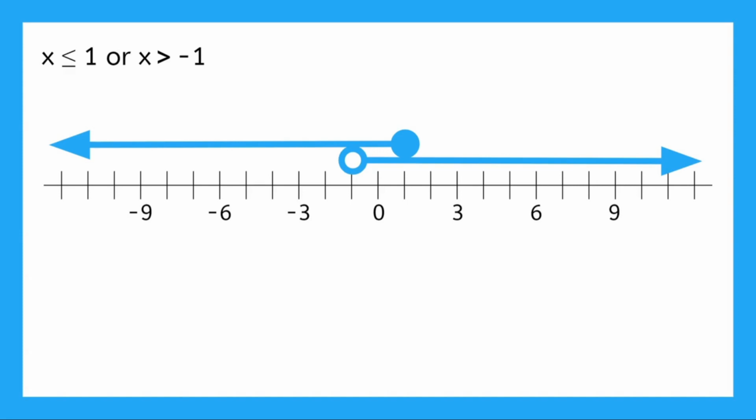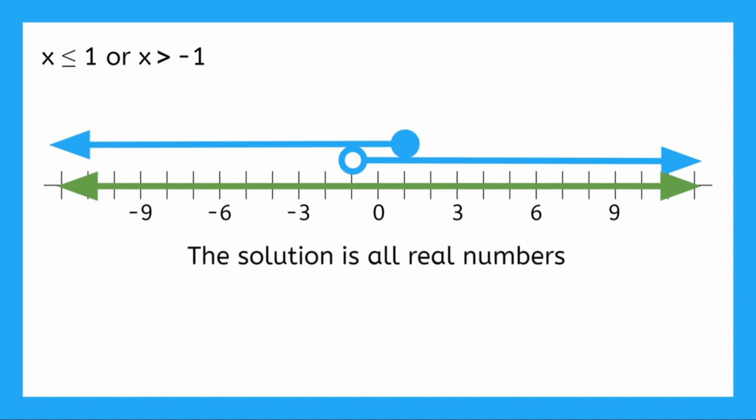Even negative 1, which isn't included in x is greater than negative 1, is included in x is less than or equal to 1. So it satisfies the compound inequality anyway. With "or" compound inequalities that cover everything, since there's no uncovered space, there are no numbers that don't work as a solution. So all real numbers, or all numbers on a number line, are the solution.